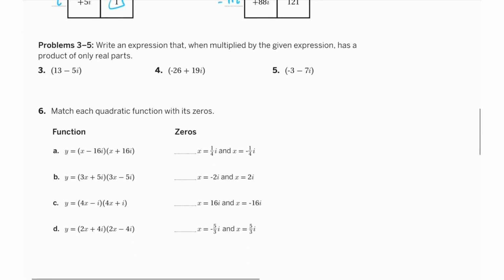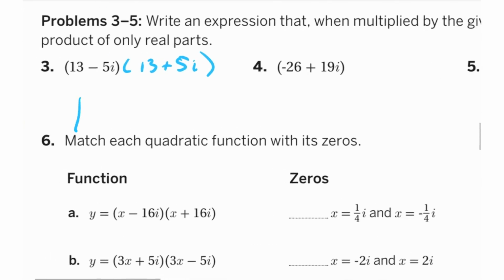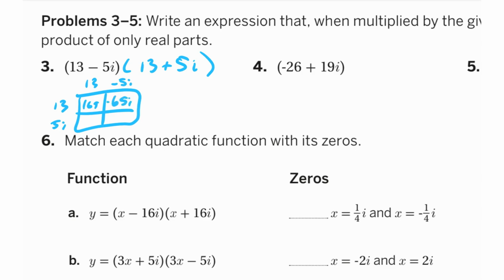Problems 3 through 5. Write an expression that, when multiplied by the given expression, has a product of only real parts. So again, on this one here, the idea is that we're going to be using what we call the conjugate, which in this case would be 13 plus 5i. And then we'll do this for the first time. We won't do it for every single time, but if I just do 13 minus 5i and 13 plus 5i here, we get 169. 13 times 5 is 65i. We get positive 65i.